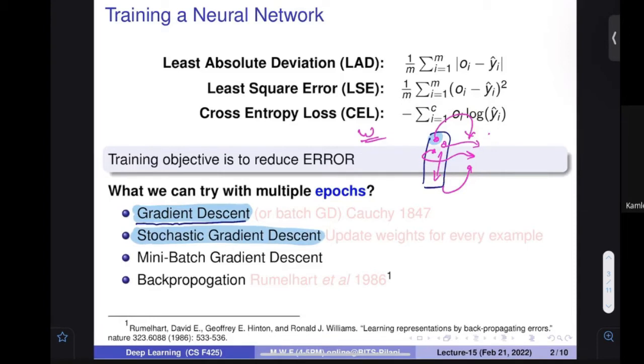So earlier you were expecting that your error is going to reduce like this, but now your error would reduce like this. You would be able to get more reduction in the error, but at a particular moment it may be possible that the error is going up and down.